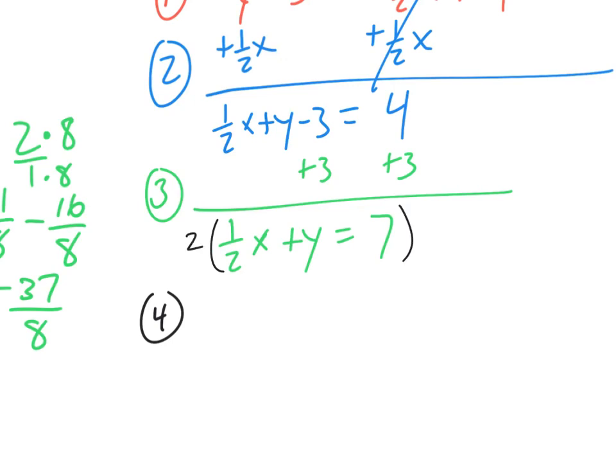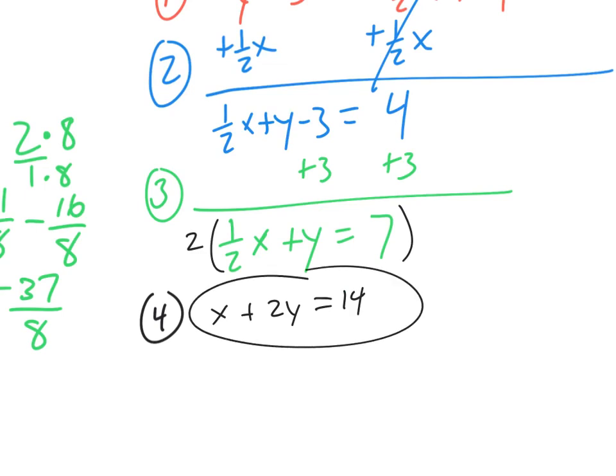And then the 2's will cancel out. So we'll get 2 times 1/2. Well, 1/2 of 2 is just 1, and we don't really need that 1, so we're just left with x plus 2 times y is equal to 2 times 7, which is 14. And that's our final answer in standard form.